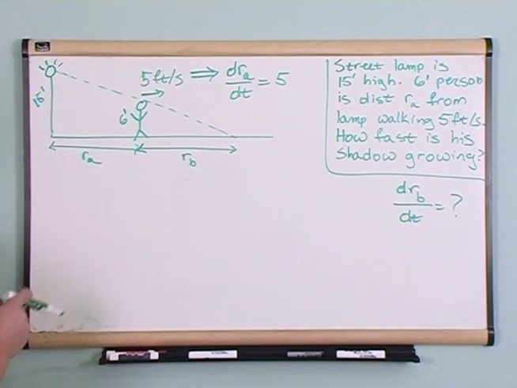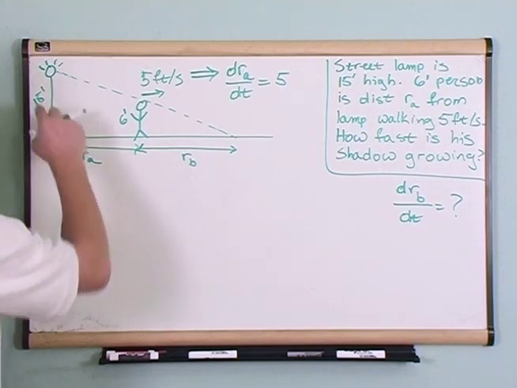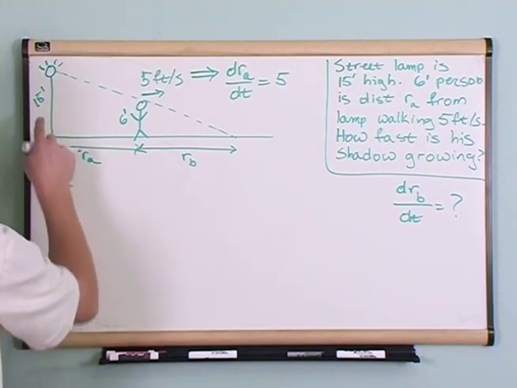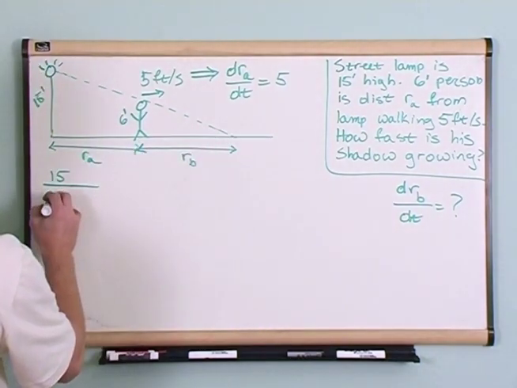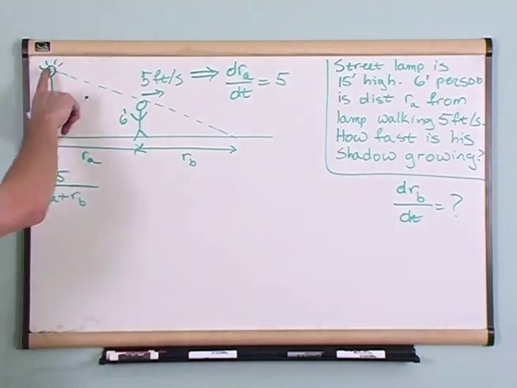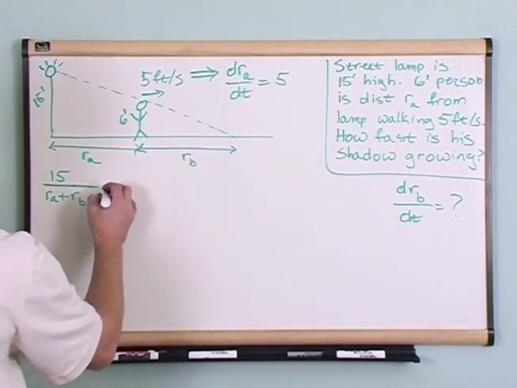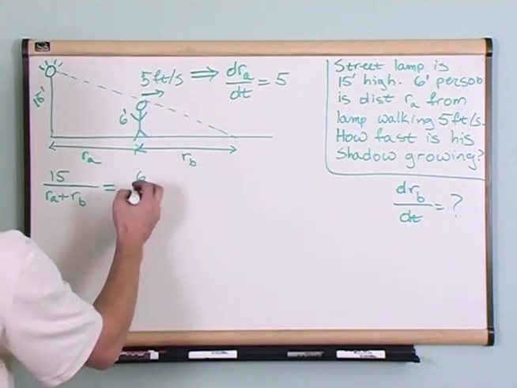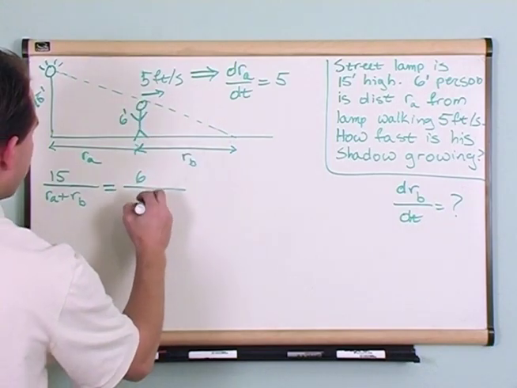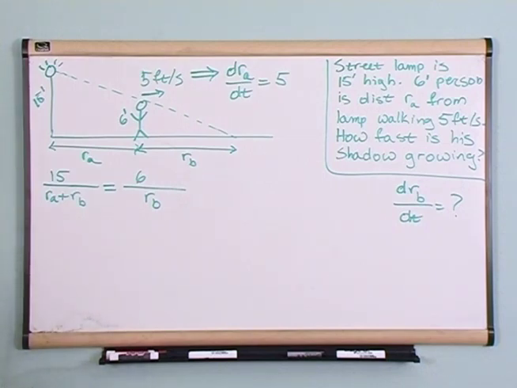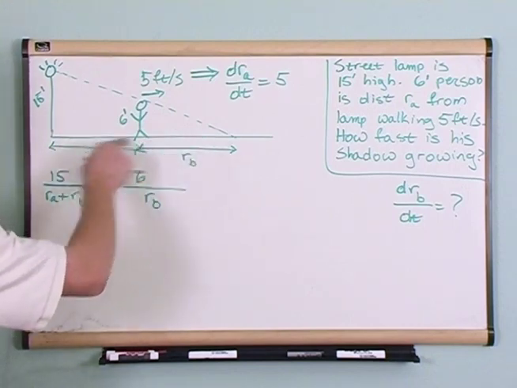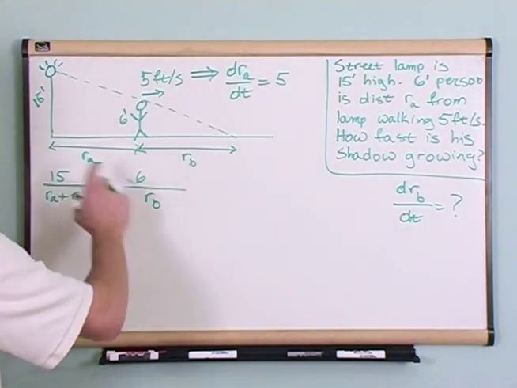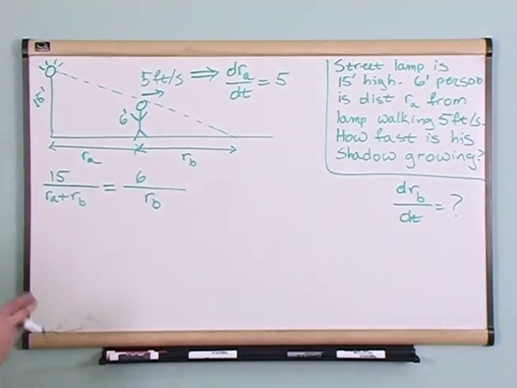So what you can do is write a ratio between them. You can say this distance, 15, of the big triangle as compared with the distance of the big triangle down here, this leg, which is RA plus RB, is equal to this distance of the smaller triangle as compared to the smaller triangle's distance, RB. This is just simply a ratio because these triangles are similar. So the leg of the big triangle as compared with the big leg of the big triangle is the same as this leg of the small triangle as compared with this leg of the small triangle. Those ratios should be the same.